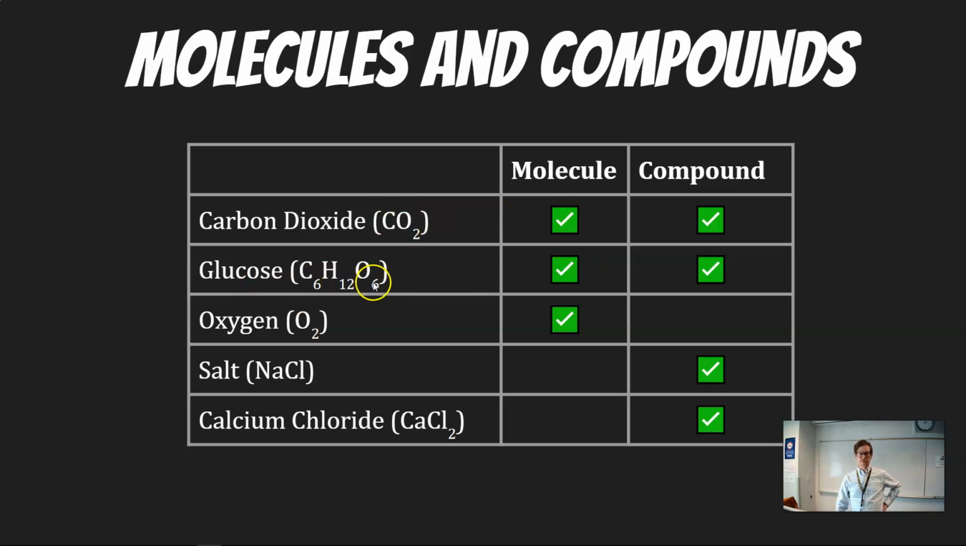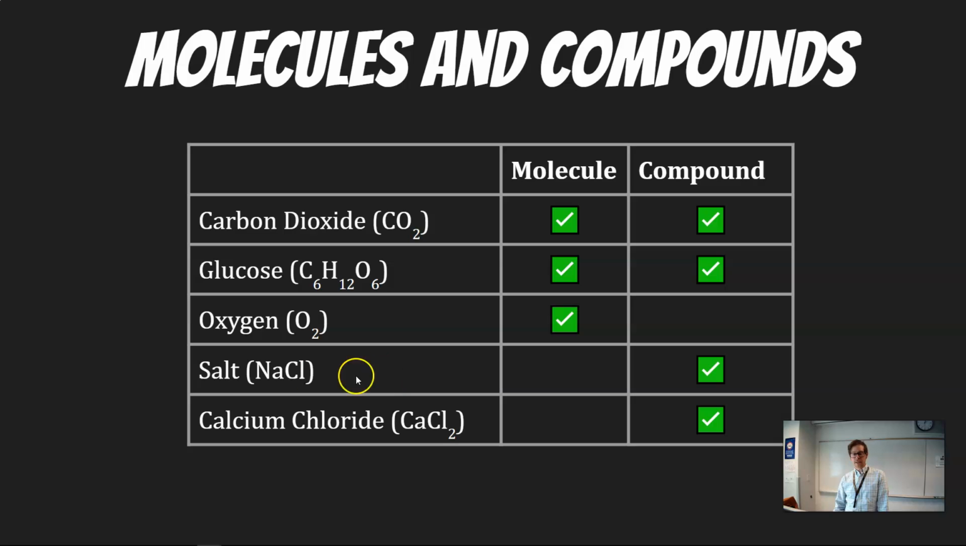Glucose, the simplest form of sugar out there, is also both a molecule and a compound. It's a compound because there are three different elements, carbon, hydrogen, and oxygen. And it's a molecule because what's holding them all together are covalent bonds. Now we can take oxygen. The kind of oxygen that we breathe in is O2 because one oxygen atom by itself is not stable. So it's almost never found alone. Oxygen is almost always found in pairs. That's why we call it O2. And O2 is a molecule because it is covalently bonded, but it's not a compound. Why? There's only one element involved.